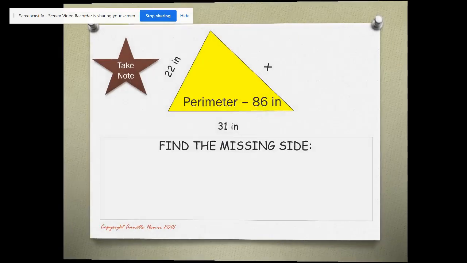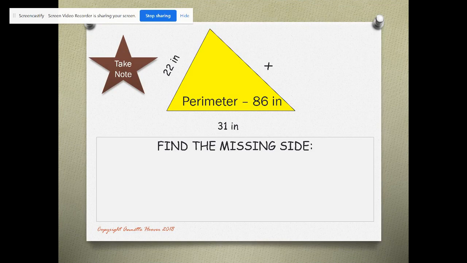Okay, let's look at the same thing for the perimeter of a triangle, but you're looking for a missing side. Remember, our equation was perimeter equals side A plus side B plus side C. We know the perimeter, which we're going to plug into P. We know 2 sides that we can plug into 2 of the variables. So our perimeter was 86. One of the sides was 22. One of the sides was 31. And then we had a missing side.